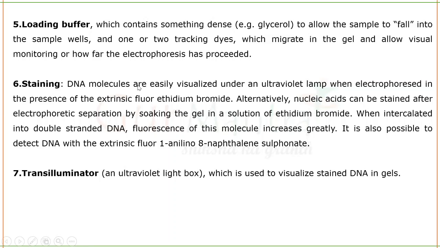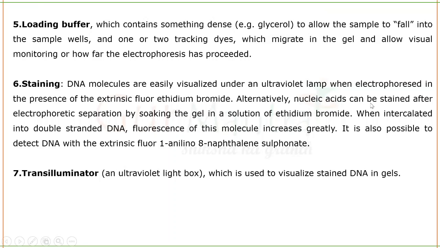For staining, DNA molecules are easily visualized under ultraviolet. So if you keep DNA molecules under ultraviolet, you will be able to see them. And why are you able to see them? Because you have used ethidium bromide. Ethidium bromide is an intercalating dye. This will go in between the DNA double helix and will bind there. So when ultraviolet rays pass on the ethidium bromide, it will fluoresce, and that you can visualize in ultraviolet.